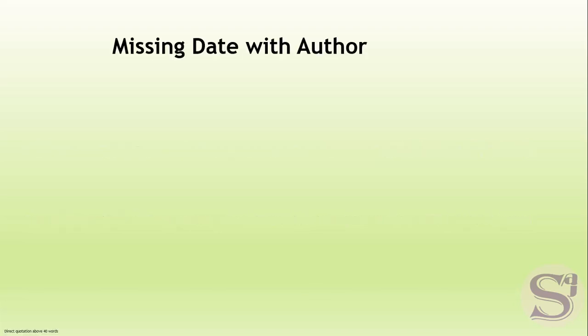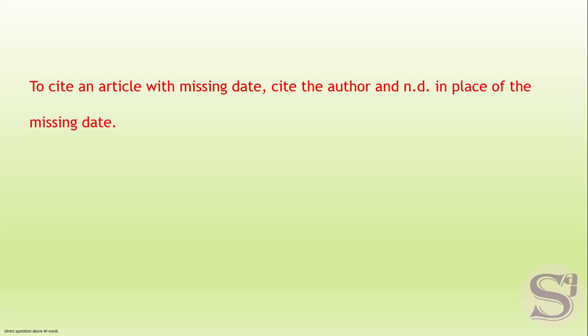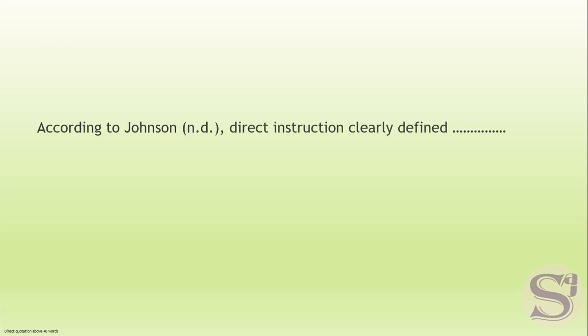Now supposing we have an article where the author's name is present but the date of publication is not present. This is what we do to cite an article with a missing date. We cite the author, then we use n.d. in place of the missing date, which stands for no date. Now look at the example here. According to Johnson, then in parentheses we have n.d. in place of the missing year, then continuing like that.